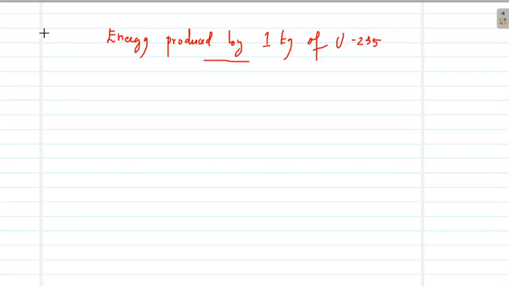So, the energy produced by 1 kilogram of uranium-235 due to fission. We know each atom of uranium-235 when undergoing fission will release an energy of 200 MeV.